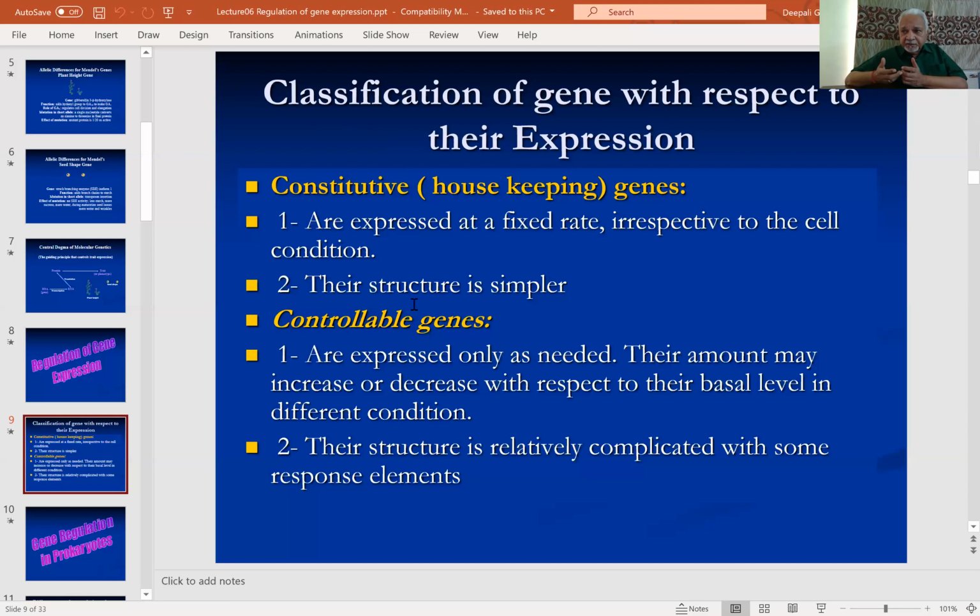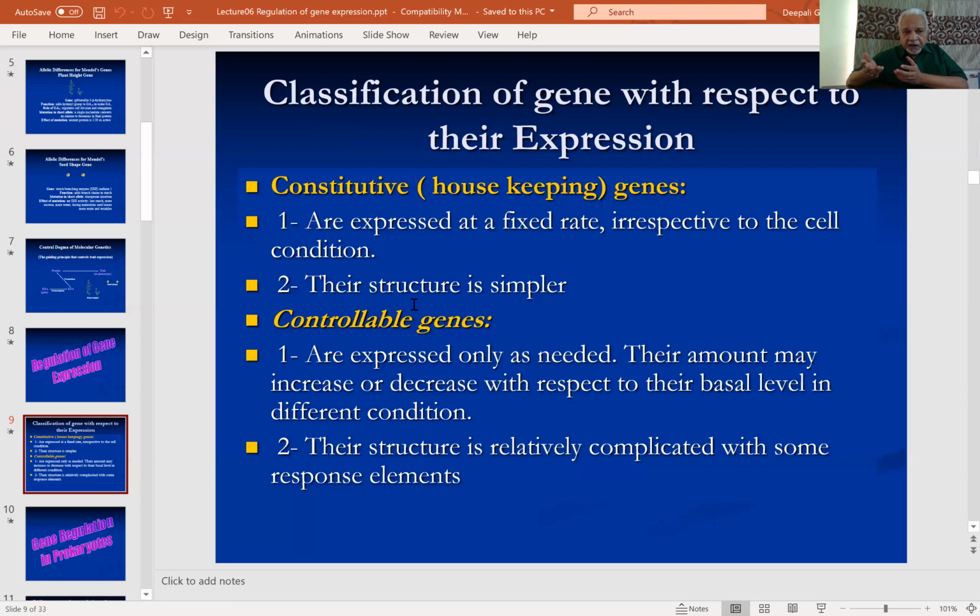It means their expression takes place only when the cell needs it. Otherwise, they remain dormant or silent. So they don't express themselves.